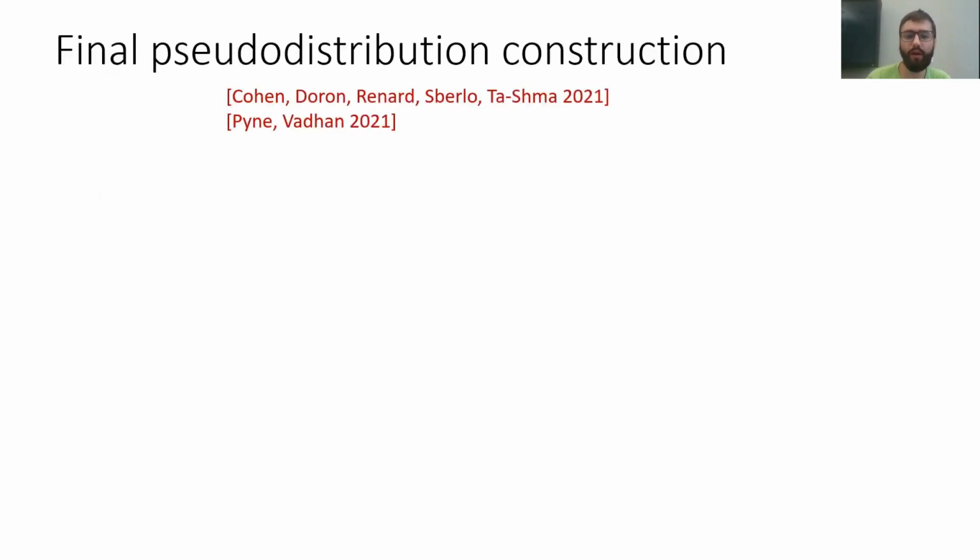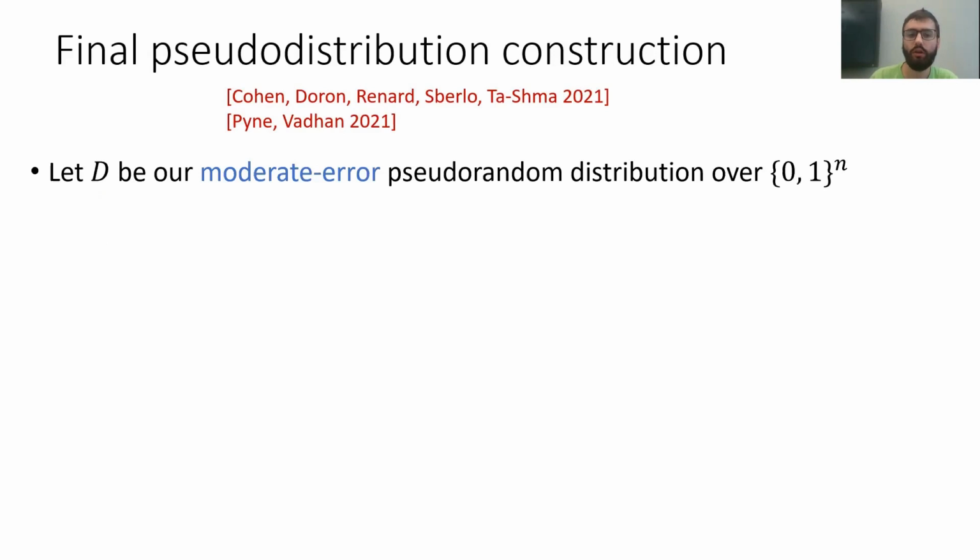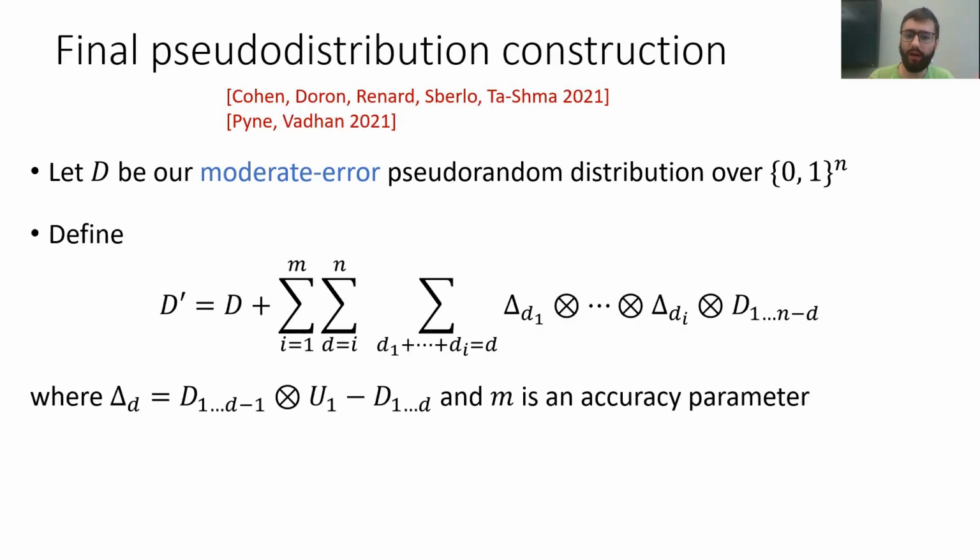Okay, so in terms of these operations, here's our construction of a low error pseudo distribution. We start with this moderate error pseudorandom distribution D. This is the distribution that's sampled by the generator G sub x. Then D prime is given by just this formula. I'm just putting the formula here so you can see that it's extremely explicit. Don't worry about the details of this formula.